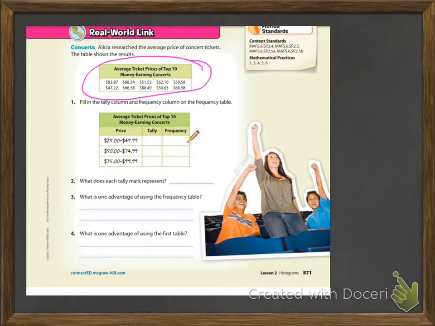So what I would like for you guys to do is, in a moment, pause the video and tally up where each of those prices fall in between the ranges, or the intervals is what we're calling them, over in this area. So for instance, the first price is $83.87. That's obviously going to fall into that last interval, and you're going to go ahead and use a tally mark. So go ahead and pause now.